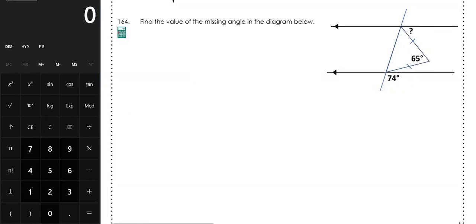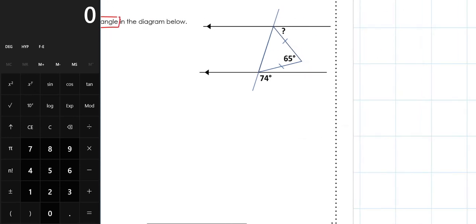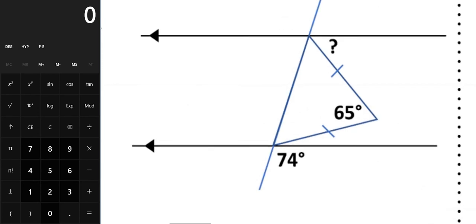Number 164. Find the value of the missing angle in the diagram below. So we're looking for the missing angle. Now I'm going to tell you, this diagram is not drawn to scale. I did not make it drawn to scale. So let's rely on the markings that we know in order to figure out our angle measure. Okay, I'm going to zoom in a bunch. All right, now let's focus. The goal of this question is to get this angle right here. That's my goal.